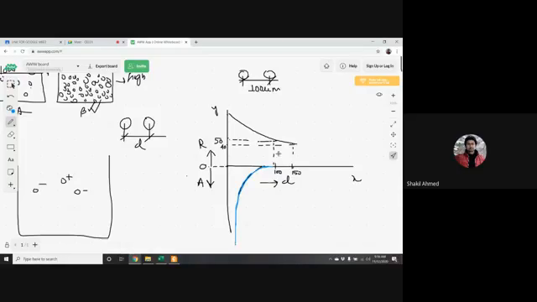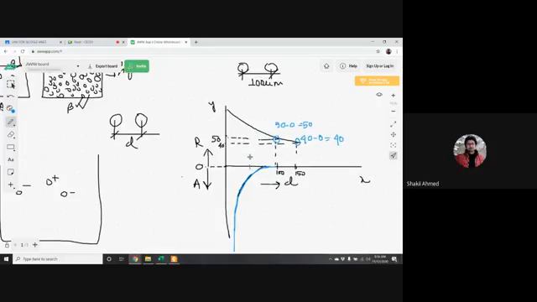Now, the total force at this point. Total force is 50 minus 0, so this is 50 at this point. At this point, what is it? 40 minus 0. Why 0? Because attraction is 0. Equals 40, right? At this point, let's see about this other point.